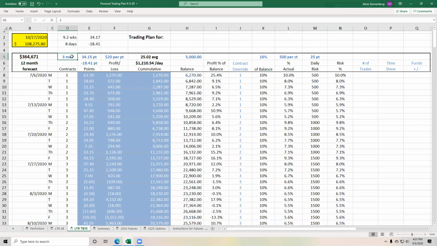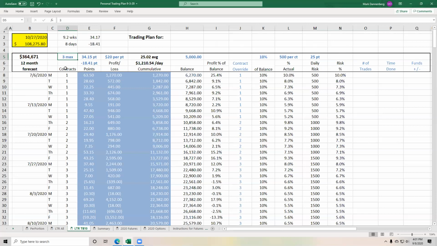And so that says that if we take the trend bias trades from 7 to 4, and we also take the continuation trades from 7 to 4, that starting with $5,000, the 12-month forecast is a $364,671 income potentially over the course of 12 months.